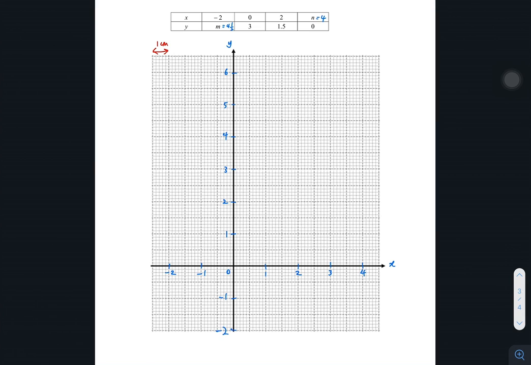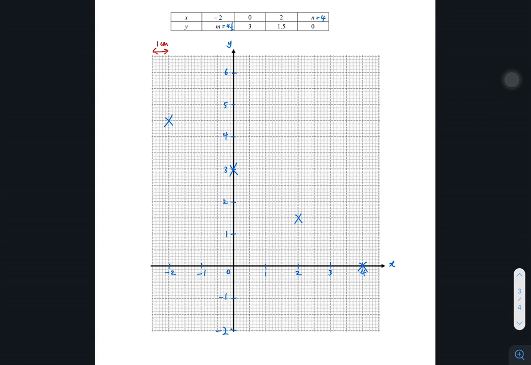Now let's plot all these points into the graph. First up we have -2 and 4.5, so coordinate -2, 4.5 should be somewhere up there. Next one, 0 and 3, so x is 0, y is 3, it should be over here. The third set, 2 and 1.5, over here. You plot by drawing crosses. Then 4 and 0, over here.